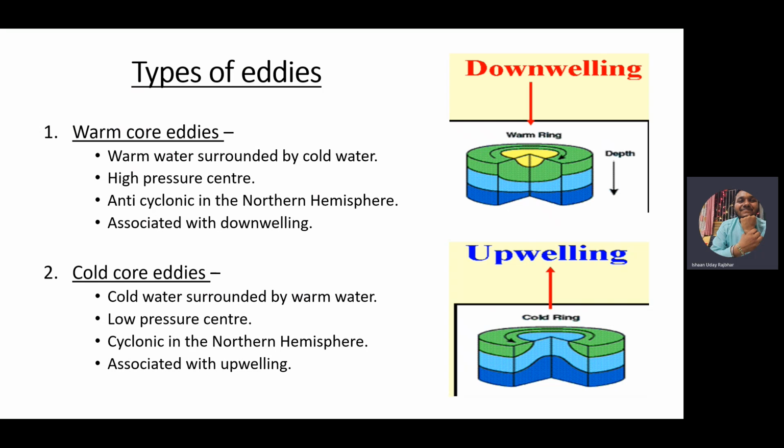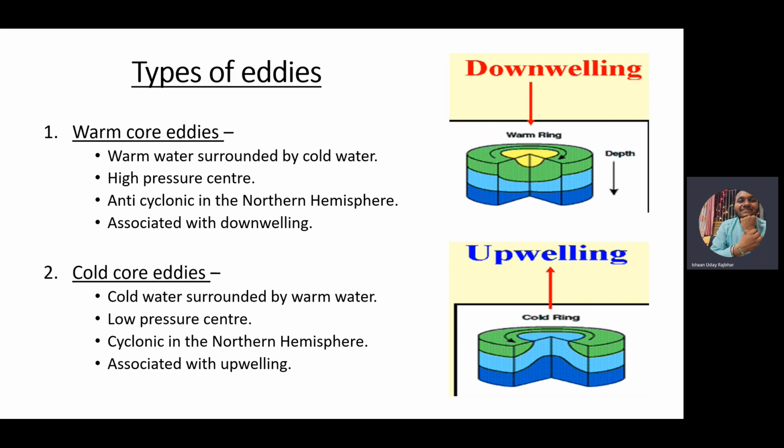Now the eddies are of two types. One is the warm core eddy. In this eddy, there is warm water surrounded by cold water on the outside. It has a high pressure in the center and is associated with downwelling. Downwelling means that the water is pushed downwards at the center. So the outside cold region is at a height and the center is a little lower.